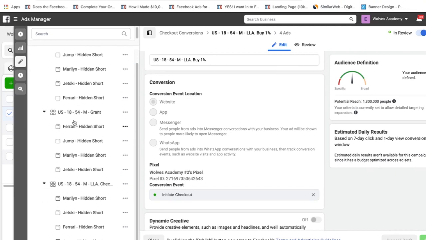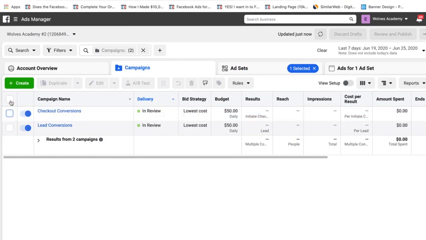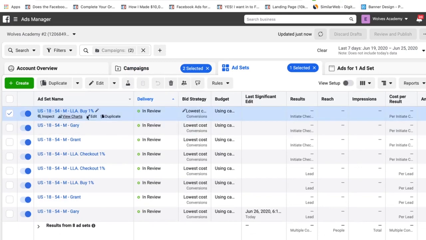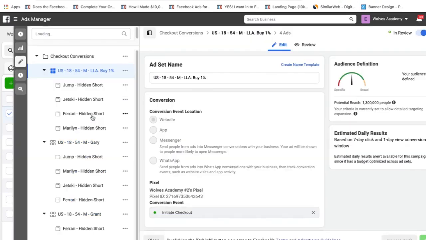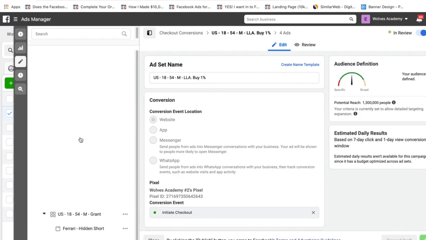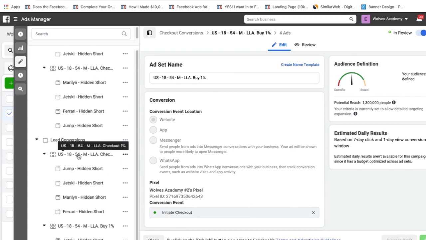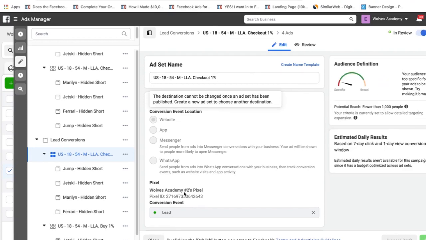If I go to campaign number 2, I'll open both of them up actually, and then I'll go to lead conversions. Well, let me just press edit because I don't know exactly which one I'm on here. So checkout conversions, and then we'll go to campaign number 2, lead conversions. So if I go to the actual ad, it is lead conversions.